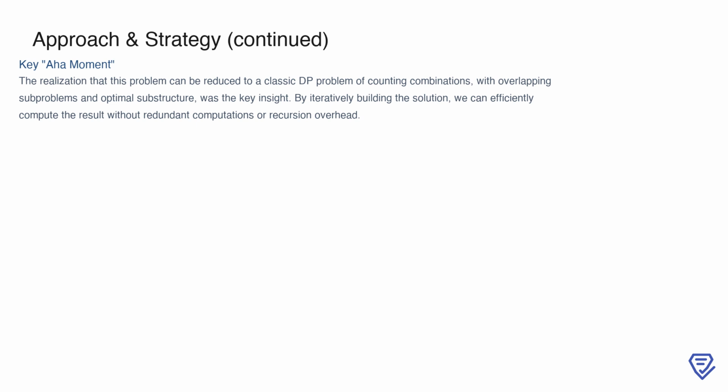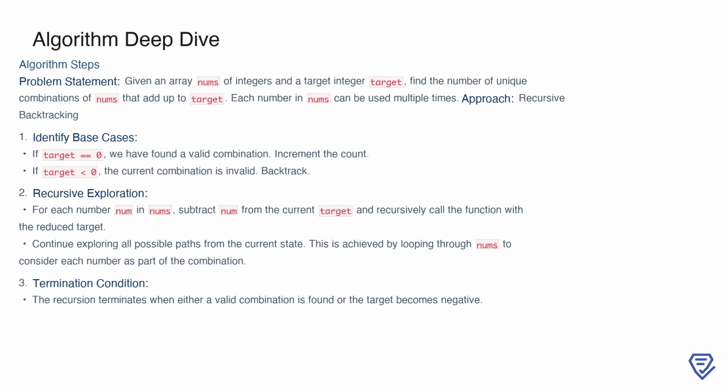to solve the problem. To solve Combination Sum 4, we start by understanding the problem requirements. We are given an array of integers, nums, and a target value, target. The goal is to determine the number of unique combinations of numbers from nums that sum up to the target. Importantly, each number in nums can be used multiple times.